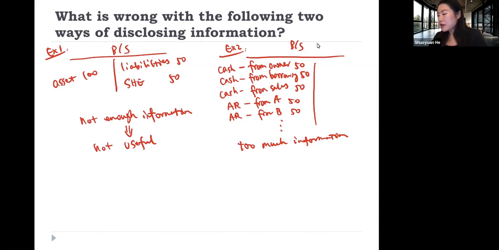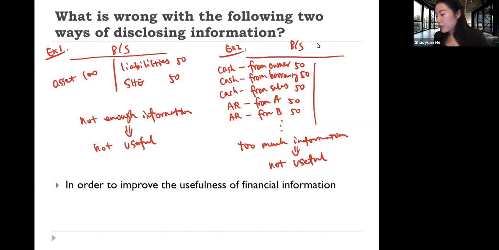So providing too detailed information can also be, for an investor, too overwhelming, which makes this information not that useful. So the second way of disclosing information may not be useful for investors either, because it may overwhelm investors so that they cannot pay attention to the really important information.